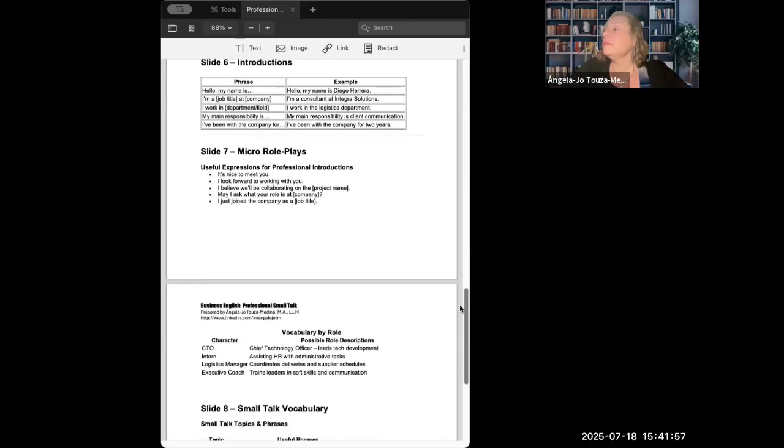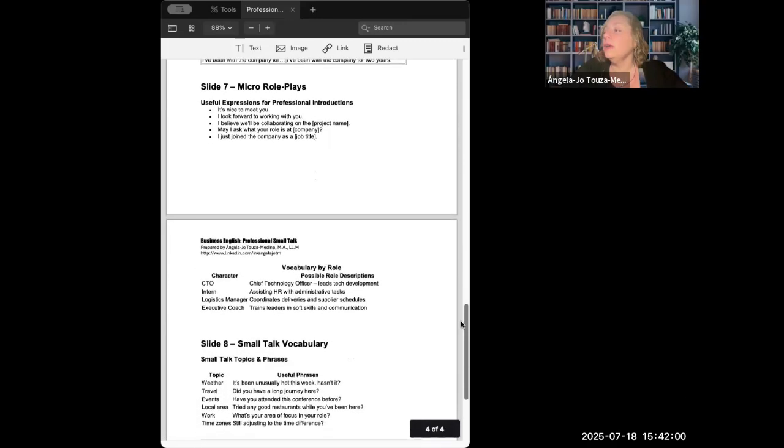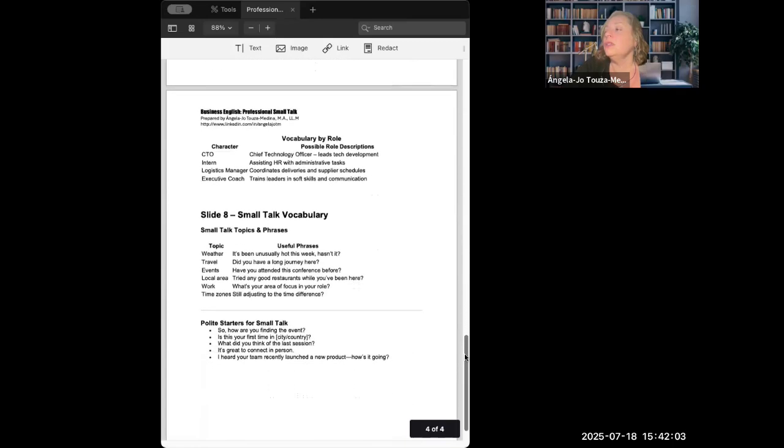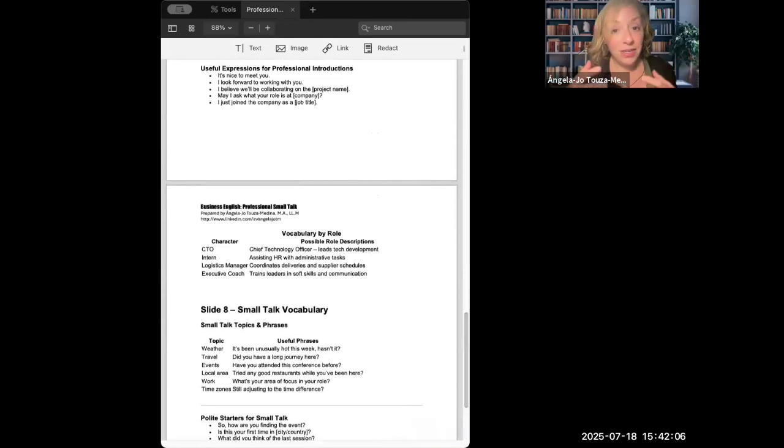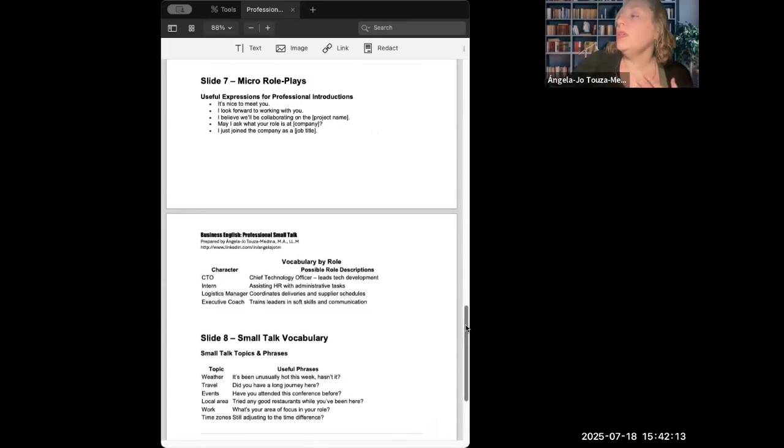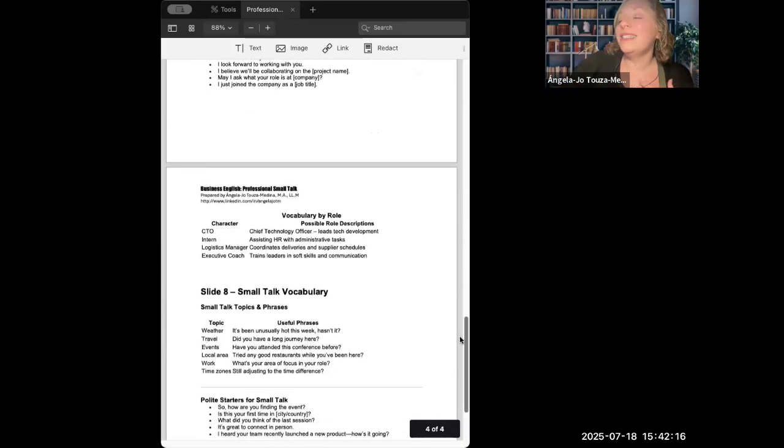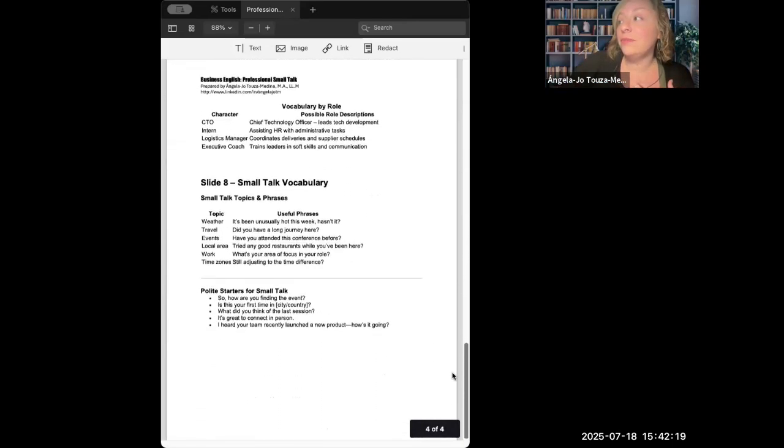So with that, we're going to move on to a fake small talk between us. If we move down to slide 8, did you see slide 8 at the bottom right here? Small talk vocabulary. We have small talk topics and we went over those, but now we're going to do some polite conversation starters. I would like each of you to choose one of the conversation starters in the list of 5.